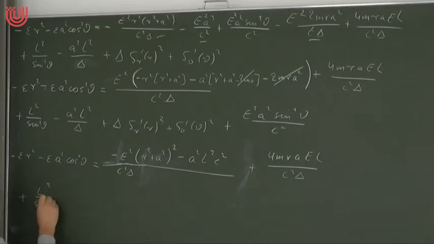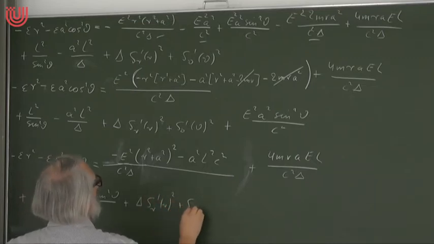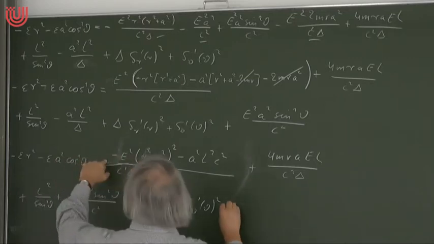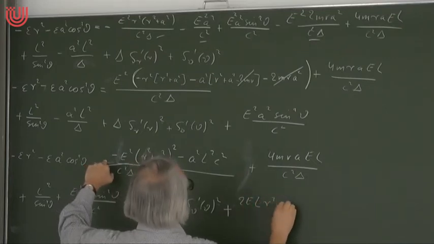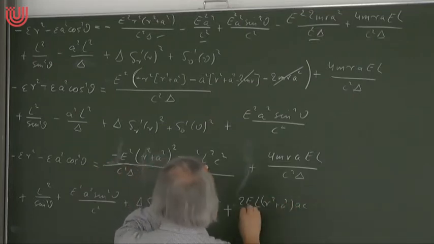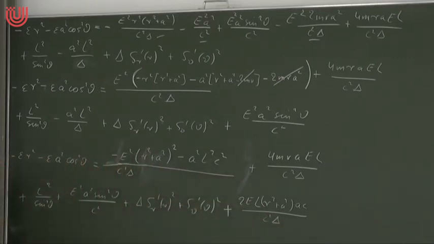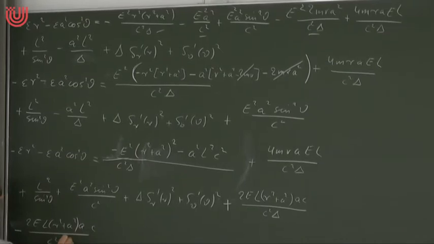And here I have these two terms. Plus e squared a squared sine squared theta c squared plus delta sr prime r squared plus s theta prime theta squared. So what do I need for completing a square? I add here plus 2el r squared plus a squared ac divided by c squared delta. Now this is a square. This term together with this is a square. Of course I made a mistake, so I have to subtract it again. Minus 2EL r squared plus a squared ac over c squared delta. The square cancels.